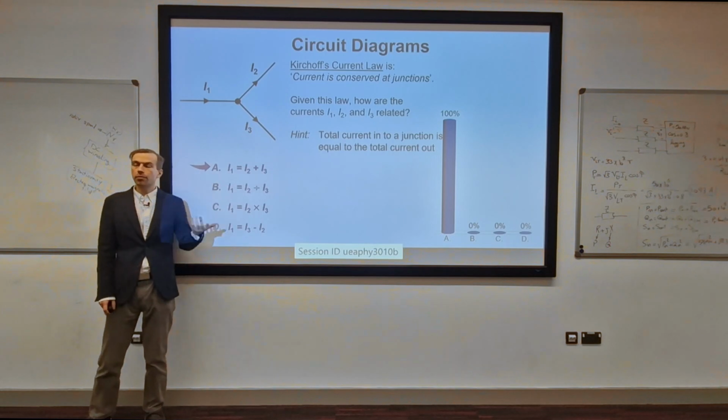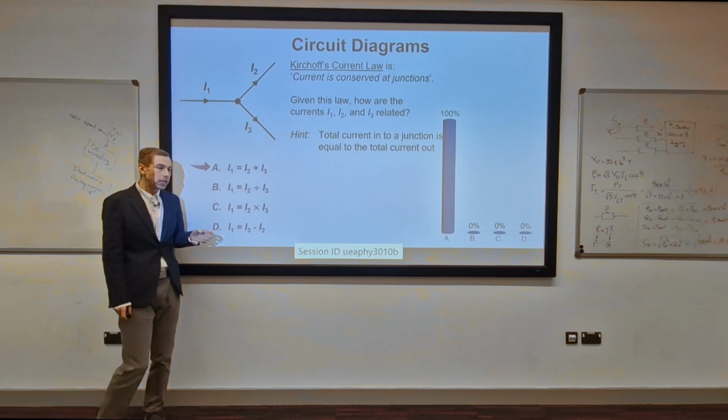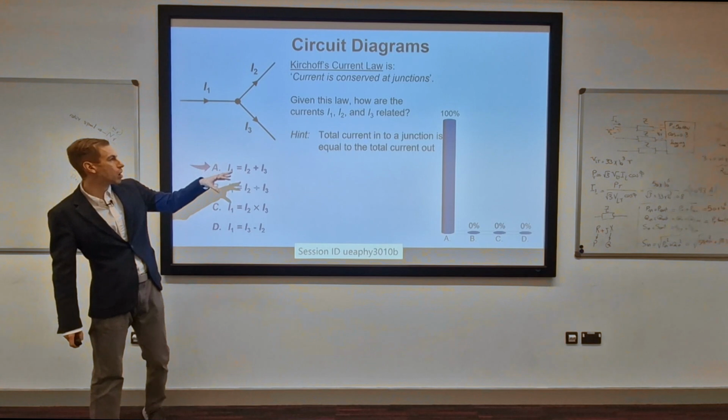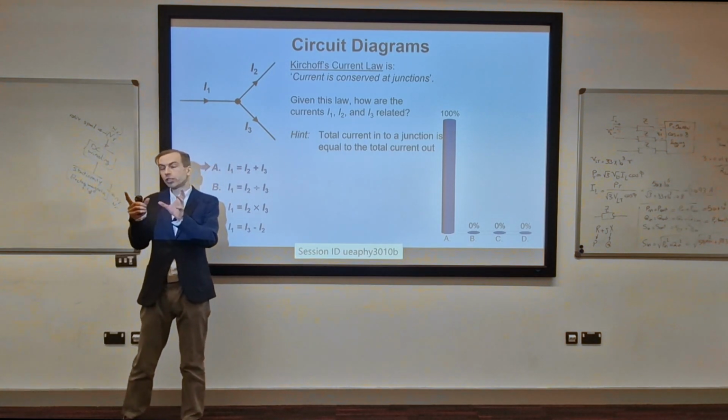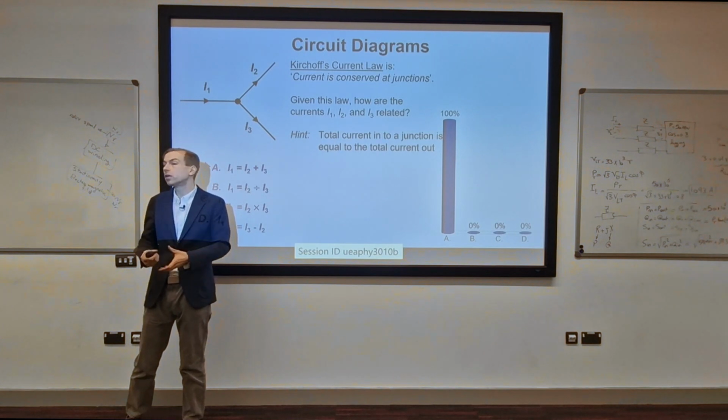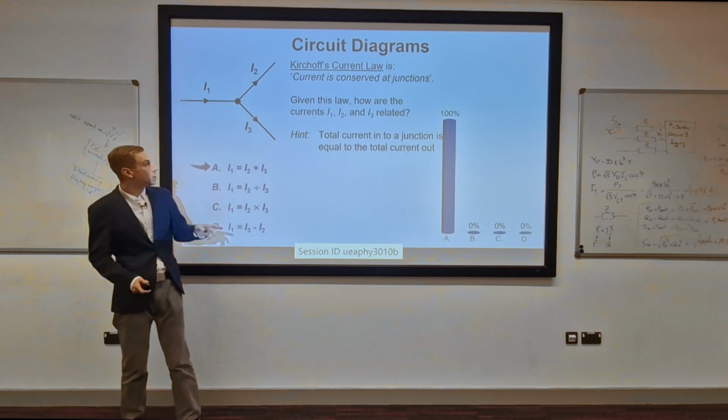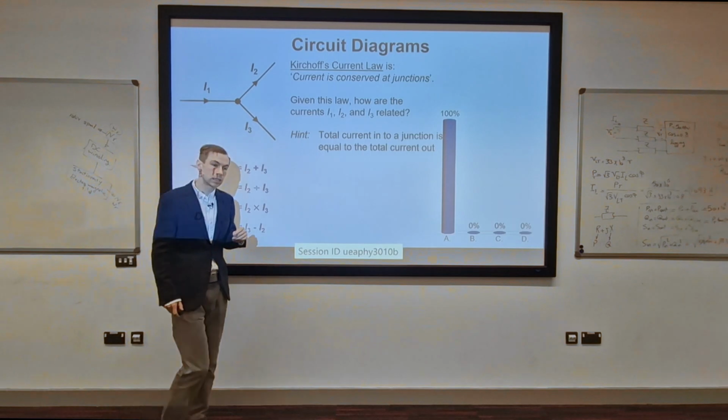So that's the mathematical description of this. Even though it might sound a bit technical, current being conserved is really, as a mathematical statement, just stating that straightforward fact that the current in is equal to the current out. So that's what Kirchhoff's current law tells us.